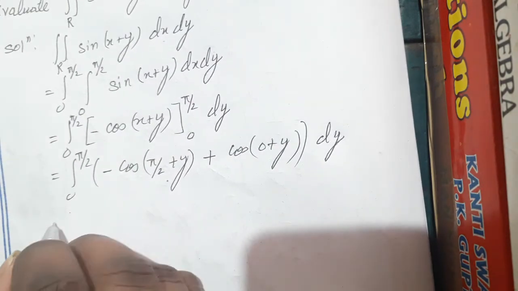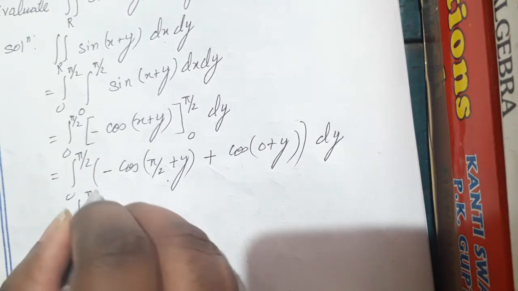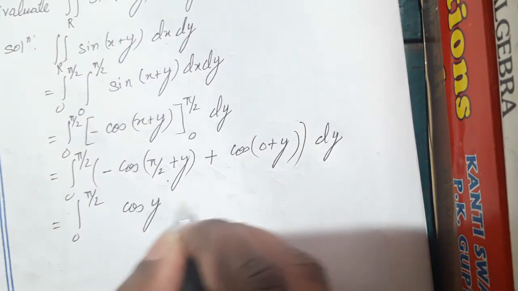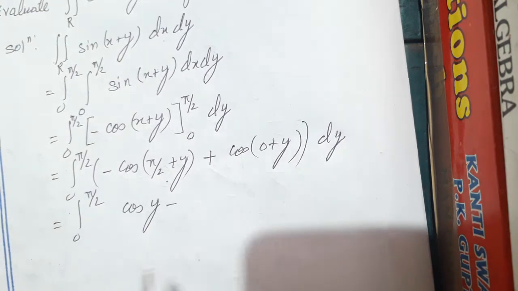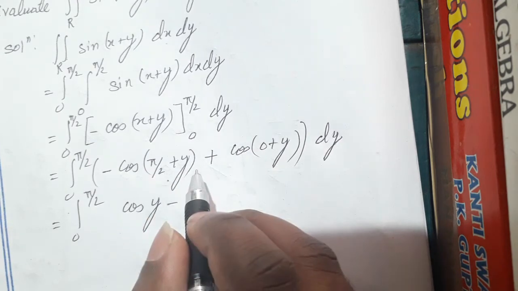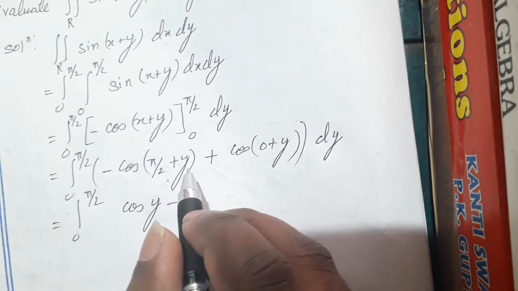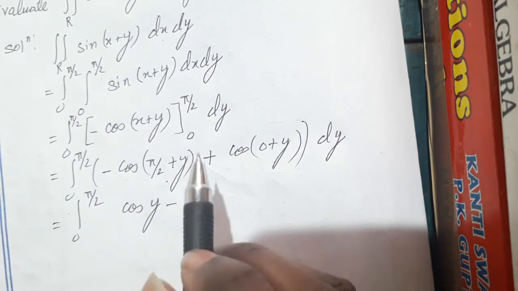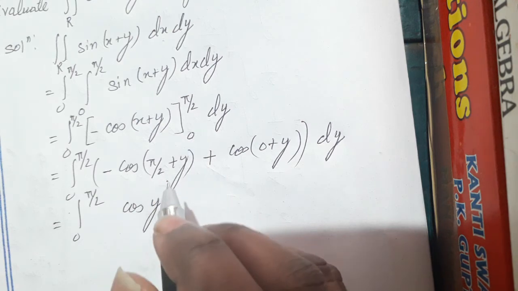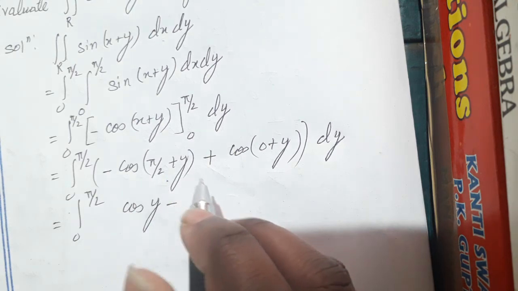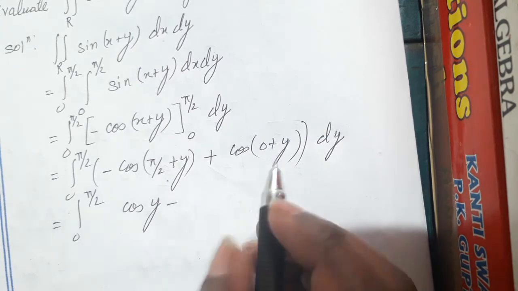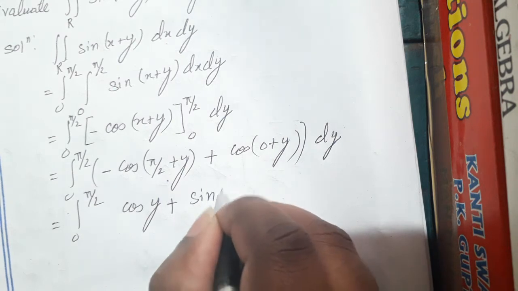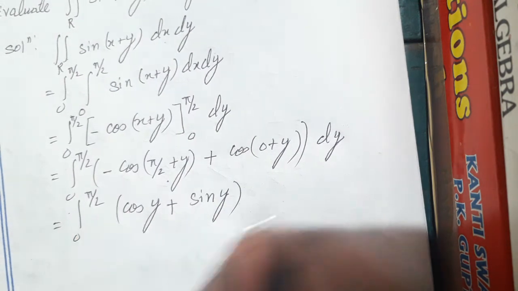So this is equal to 0 to pi by 2 here. We get cos y minus cos pi by 2 plus y. Pi by 2 plus y lies in the second quadrant, so cos is negative and cos will change to sine. So we have here plus sine y, dy.